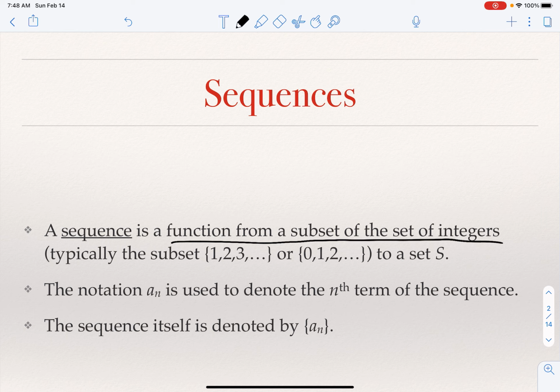We have the notation a sub n here. A sub n denotes the nth term in the sequence. So a sub 1 is the first element, a sub 10 is the 10th element. Notice that when we use the curly braces around a sub n, this notation is saying it is the sequence that's defined by a sub n. So the curly braces talk about the entire sequence of elements.